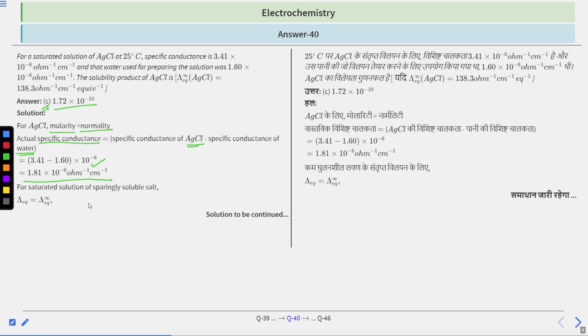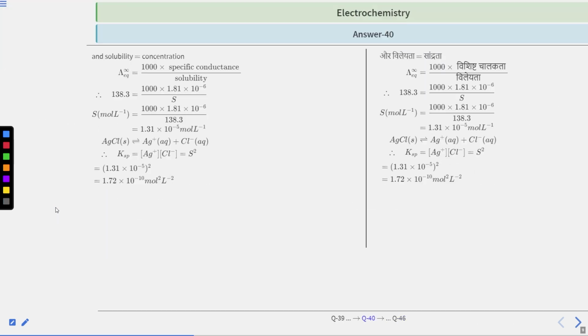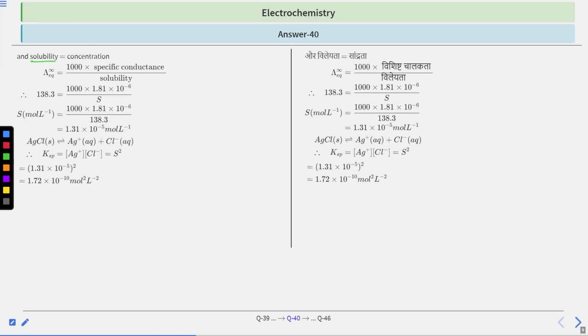Now, for a saturated solution of a sparingly soluble salt, lambda equivalent is equal to lambda infinity equivalent. This is an important concept. So for a saturated solution of a sparingly soluble salt, lambda equivalent is equal to lambda infinity equivalent. Okay, and solubility is equal to concentration, that is molarity. So lambda infinity equivalent is equal to 1000 times specific conductance divided by the solubility. This is the formula.